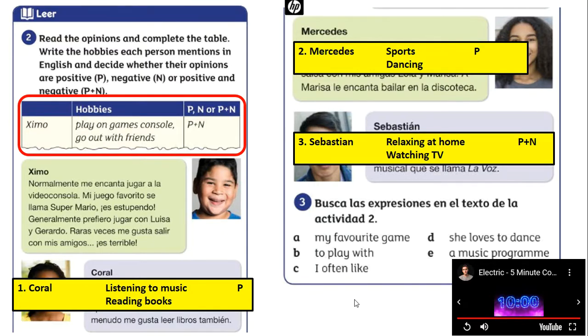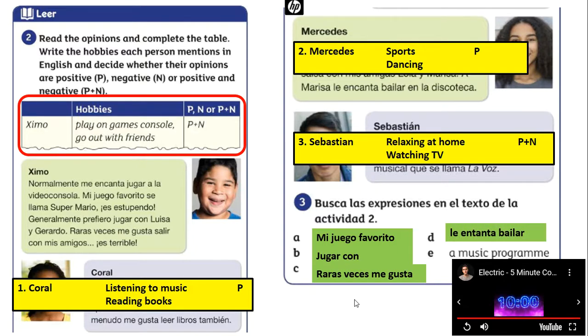And then you have to find these phrases in the text. My favorite game, mi juego favorito. To play with, jugar con. Remember you pronounce J's like a ch sound, so jugar con. I often like, raras veces me gusta. She loves to dance. Le encanta bailar. A music program. Un programa musical.